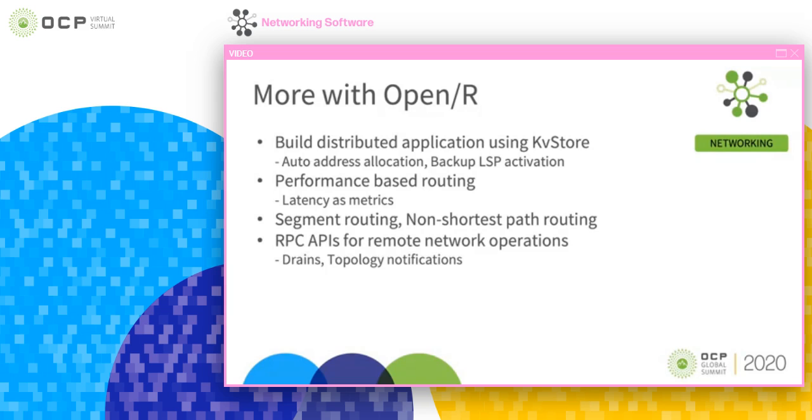It also offers a rich set of RPC APIs for remote network operations, for example, draining the devices or links. It also offers APIs to integrate the topology notifications. We use these APIs for managing the wide area networks remotely. All of this together is evolving at a speed to suit the needs of future networks. In short, OpenR is a modern routing platform for modern networks.